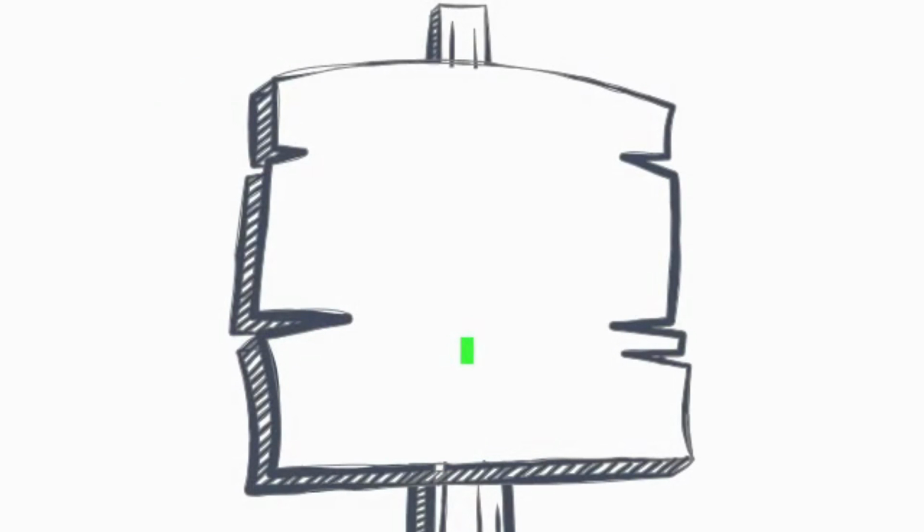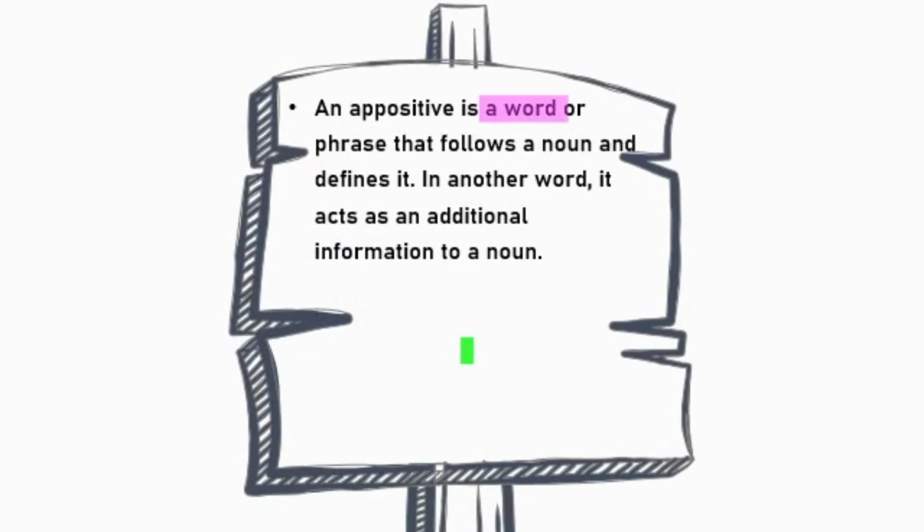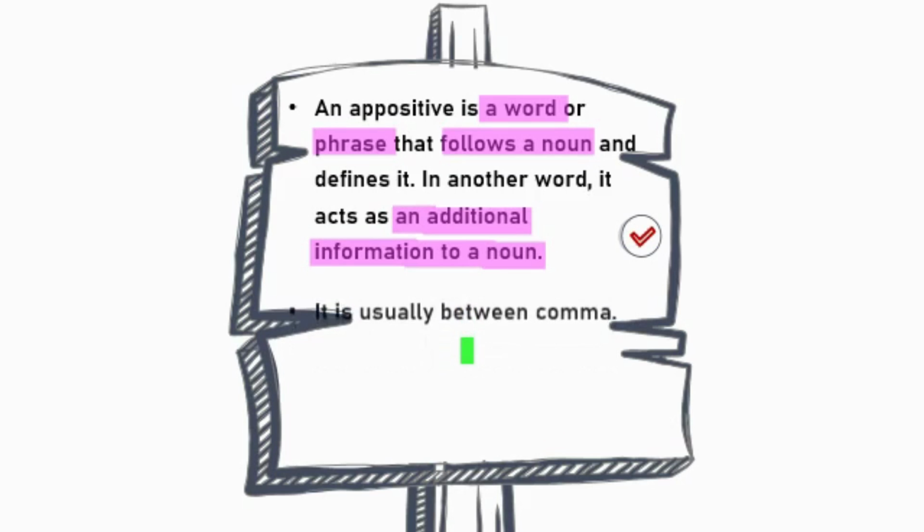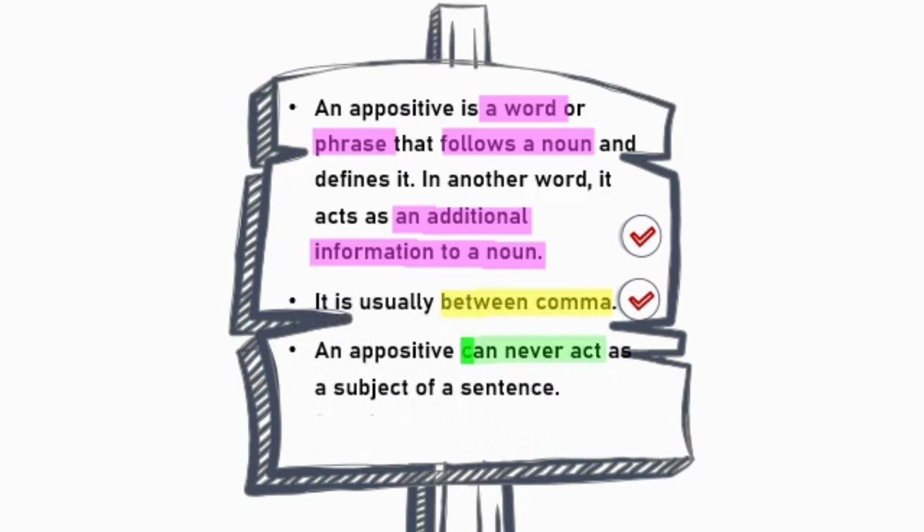First of all, let's talk about what an appositive is. An appositive is a word or phrase that follows a noun and defines it. In other words, it acts as additional information to a noun. The appositive is usually placed between commas, and it never acts as the subject of a sentence. Why? Because its function is to modify the noun.